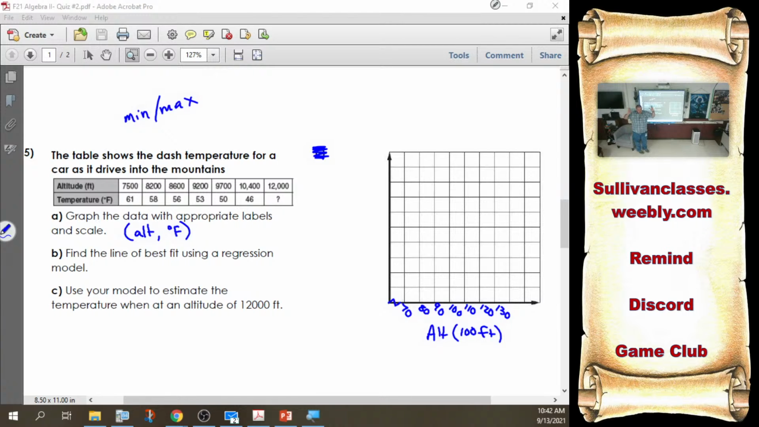It doesn't have to fit perfectly, because might we want this line to keep going and extrapolate an answer? Okay. 140, 150, 160. Okay. So there's our altitude, our temperature. Up to 61, down to we're headed into the 40s. I've got 10 boxes.